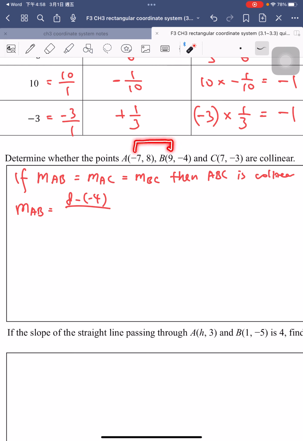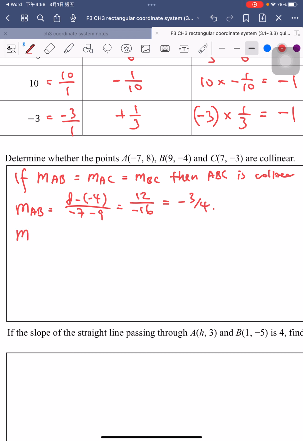So negative 7 minus 9, and then 8 minus a negative number gives you a plus. So that's going to be 12 divided by negative 16. And using a calculator to simplify this, this is going to be equal to negative 3 over 4.